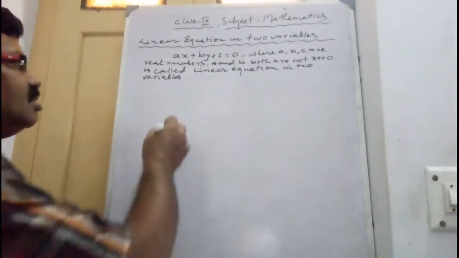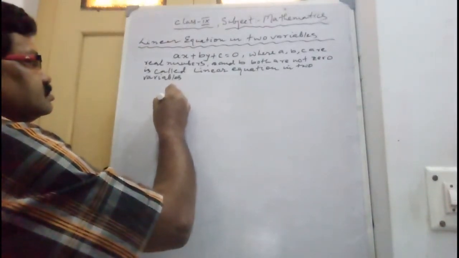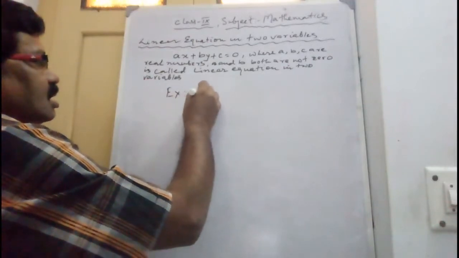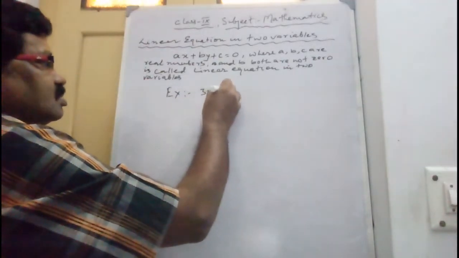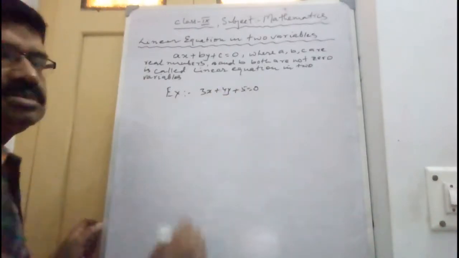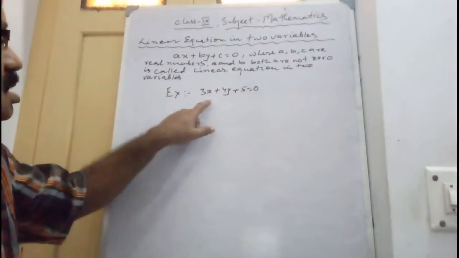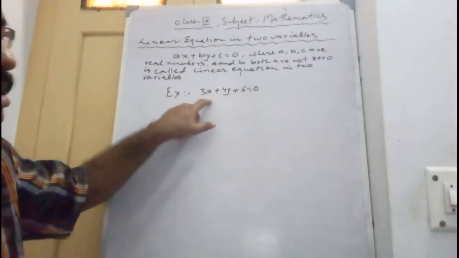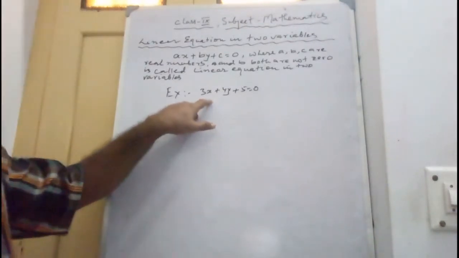So take as an example 3x plus 4y plus c equal to 0. This is an example of a linear equation in two variables.